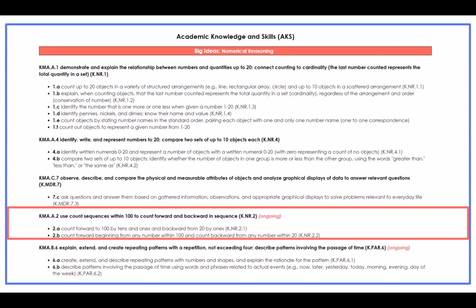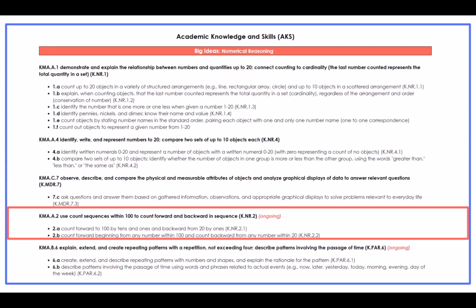AKS 2 is an AKS you will see throughout the year in multiple units. This standard is seen as a progression that is to be met by the end of the year. IOA 2.A consists of students rote counting forward to 100 by ones and tens and backwards from 20.